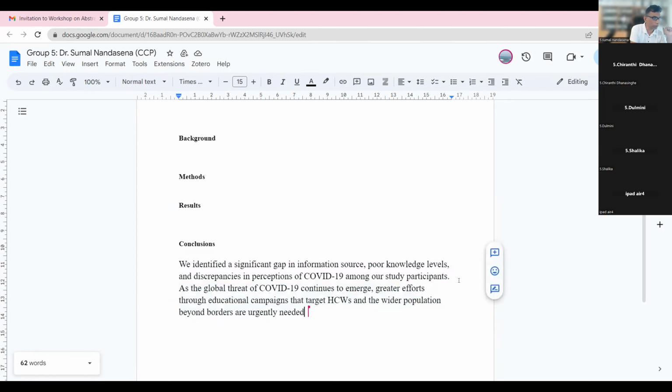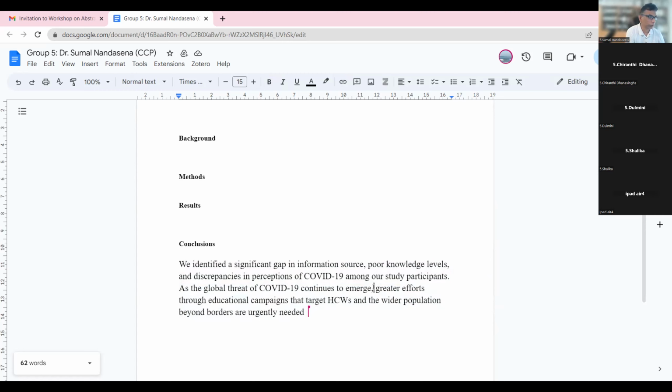One thing is we can completely remove it, or else we can make it shorter. I mean, we can remove the words 'as the global threat of COVID-19 continues to emerge'. That particular sentence will not give much sense for us. Anyway, it was emerging at that point. So, great efforts through education campaigns that target healthcare workers beyond the borders are urgently needed.